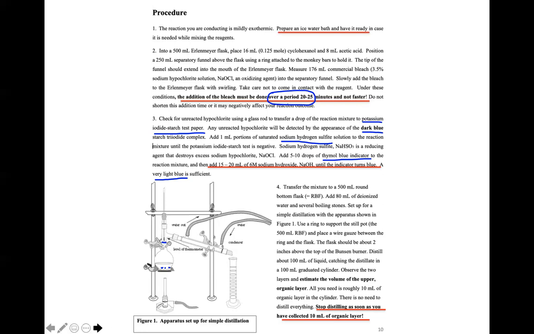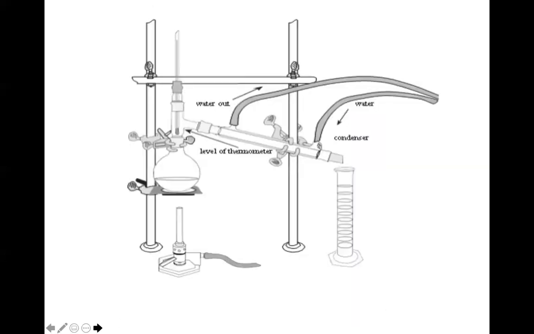One thing that's important and a huge time saver is that you're not going to distill the entire thing. You're not going to distill everything that's in here. All you're going to distill is until such point that you have collected 10 milliliters of organic layer. So what does that mean? So you're probably going to distill a total of roughly 100 mils.